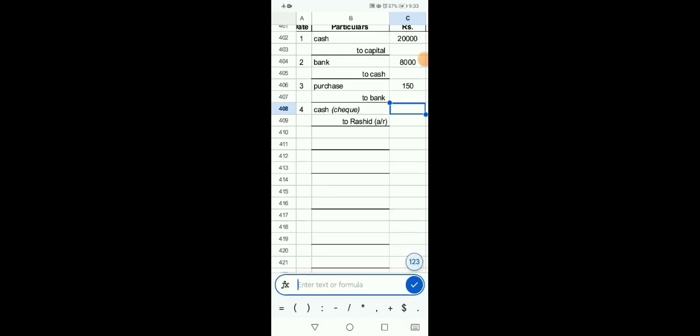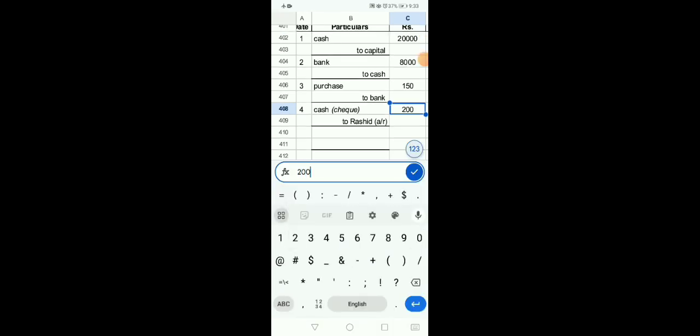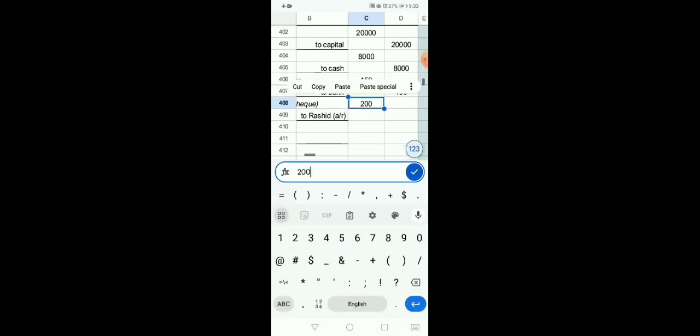How much is the amount of this check? You can see it is 200. So you will mention 200 on debit side, and the same amount you are supposed to write on credit side. This way your entry number 4 is completed. Now let's see what is next for us.